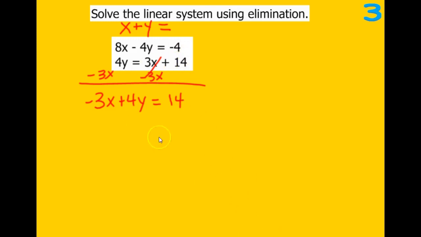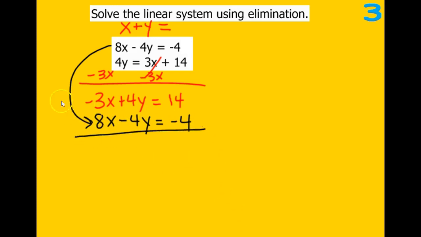So if you want to write them next to each other, it doesn't matter which one's on the top and the bottom. If you just want to rewrite this one down below instead of rewriting them both next to each other, that's fine. So I'll have 8x minus 4y equals negative 4. Now I can add or subtract these two equations together. So I don't need this anymore. I just have these two equations.